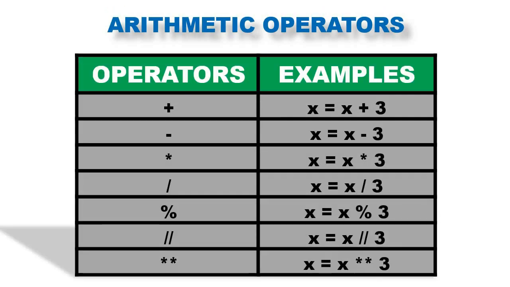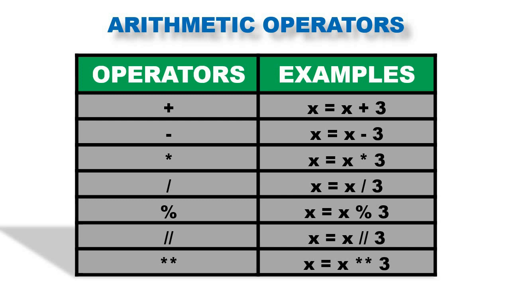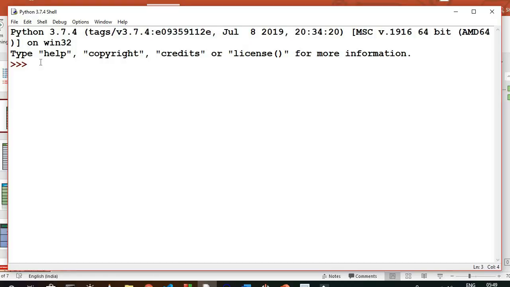We all very well know about these arithmetic operators. They are used to perform mathematical calculations like addition, subtraction, multiplication, division, modulo, floor division and exponential. We are going to see some examples using these operators. Consider x equal to 6. Here x is a variable and 6 is a value.